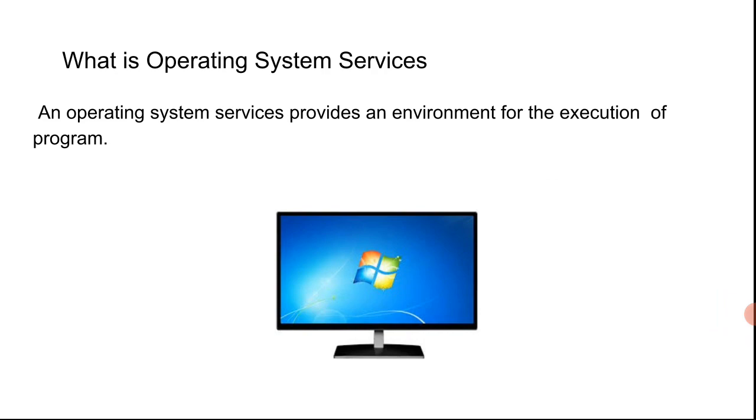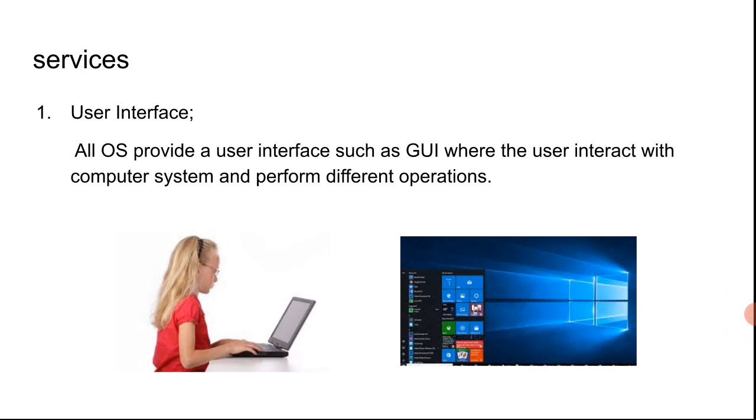We are going to explain, one by one, a few of the services provided by the operating system to us. An operating system service provides an environment for the execution of a program or any kind of task we want to perform on the computer system. This is the basic service of the operating system to the users: it provides an environment to the user to perform their operations.